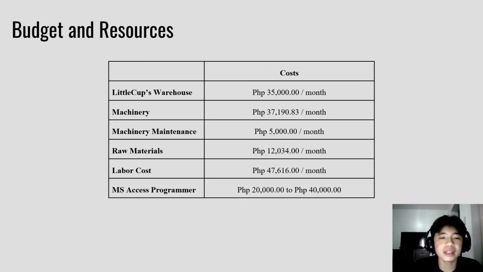Now, for the budget and resources, this is the budget. Budget is an estimate of all the costs of the company for a set period of time. It is important for Little Cup to do budgeting since it serves as a plan on how much the company will pay at the maximum cost on a specific matter. In this case, all of the given costs are on a per monthly basis, except for the salary of the programmer since he or she is a temporary employee and will be paid based on the service.